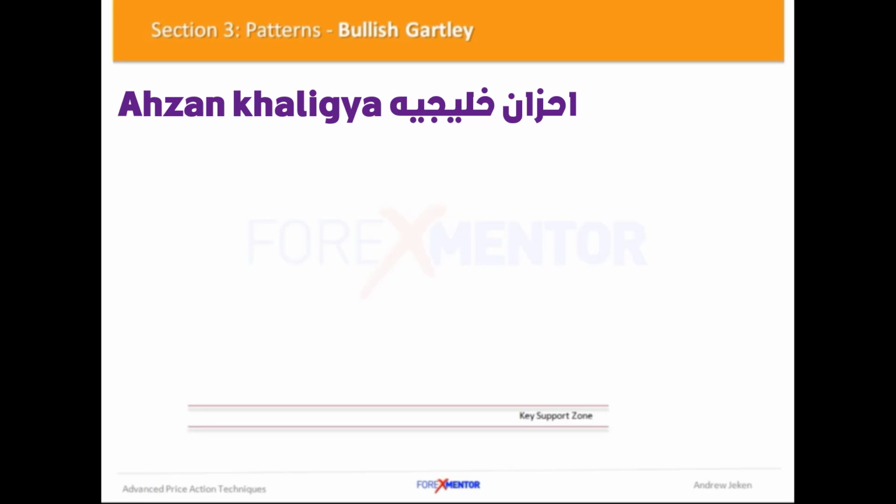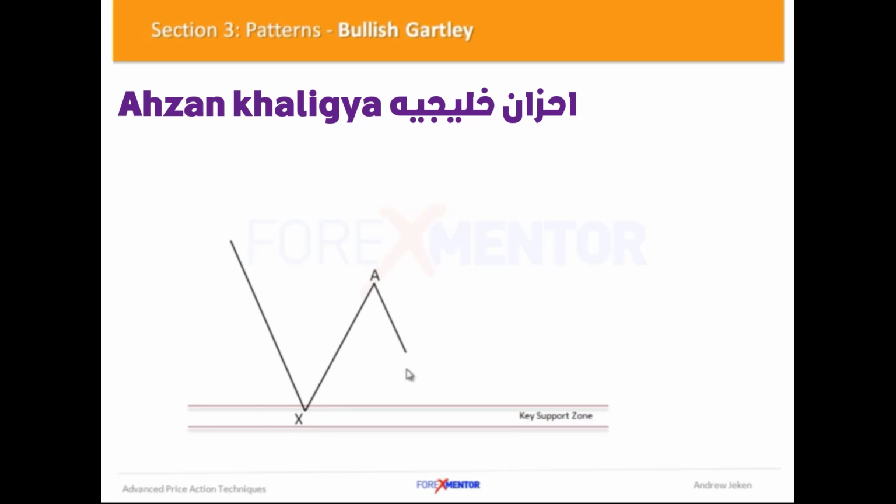In this example, we're looking at a bullish Gartley, and you can see I've noted a key area of support found from the daily or 4-hour time frame. We have price drive down into our key level of support, causing price to rally strongly. We label this X to A. That's the initial drive off our key area.